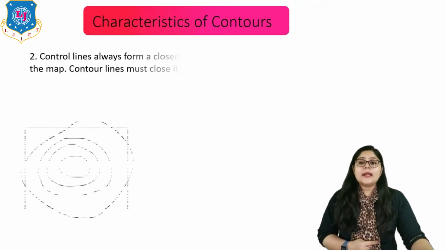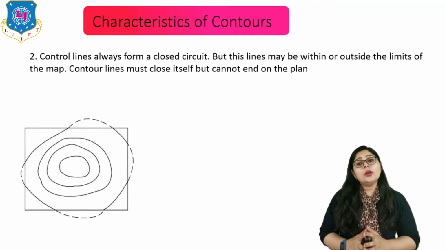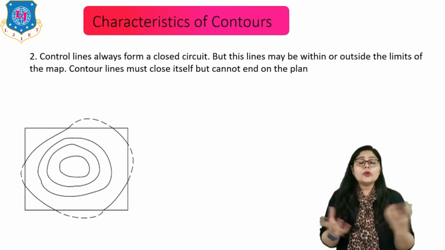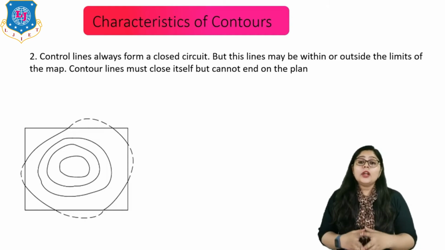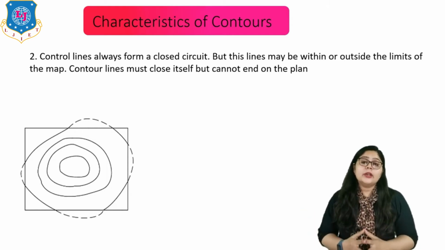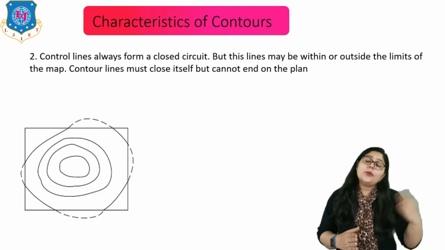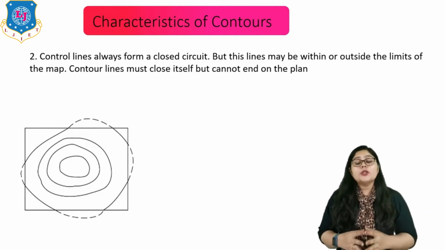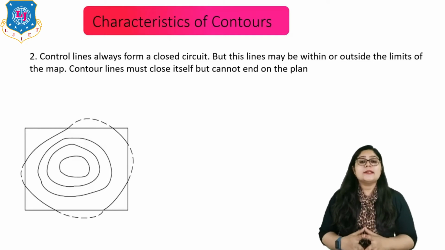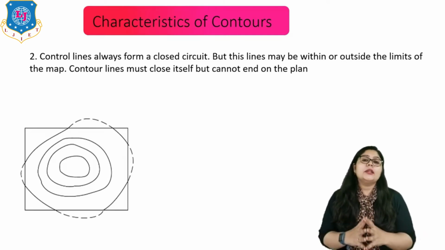Now in the second point we can say contour lines always form a closed circuit, then what about the dotted lines shown over here? Because sometimes a line may be within or outside the limits of the map. So contour lines must close themselves but cannot end on the plan.